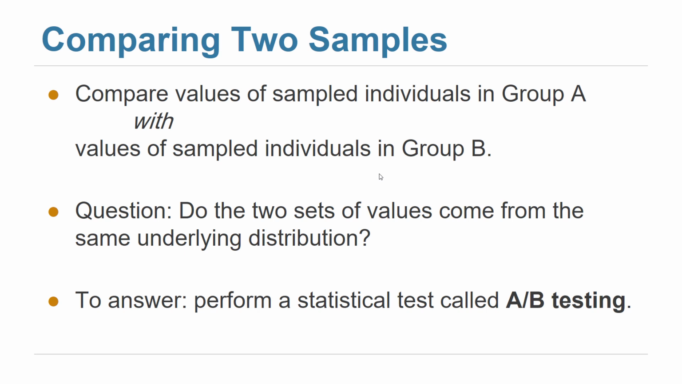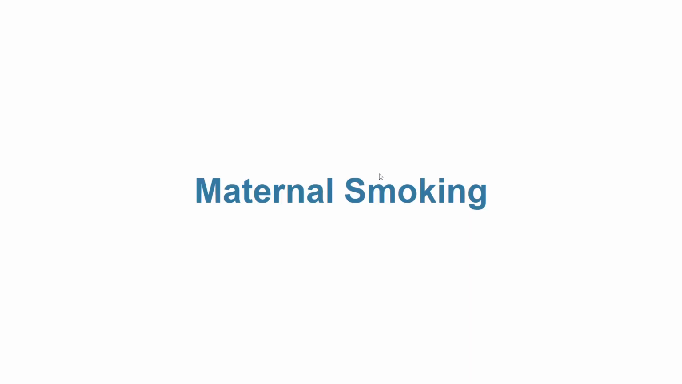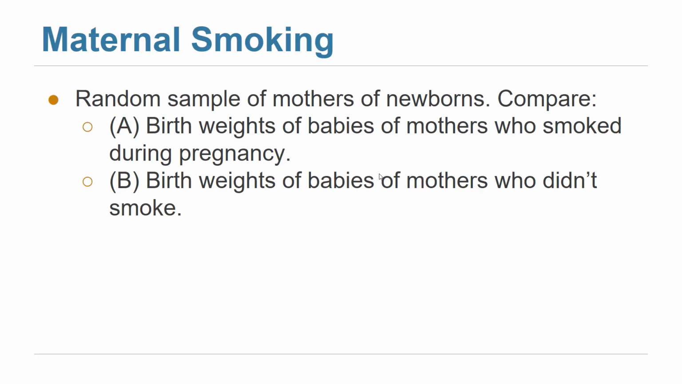Let's apply that on a real example. The example is called maternal smoking. In this application, we have information from a maternity hospital. The information is related to newborn babies from mothers who were either smoking or non-smoking. So we have two groups of mothers who gave birth to newborn babies. Group A are the mothers who smoked during pregnancy, and Group B are the mothers who did not smoke during pregnancy.